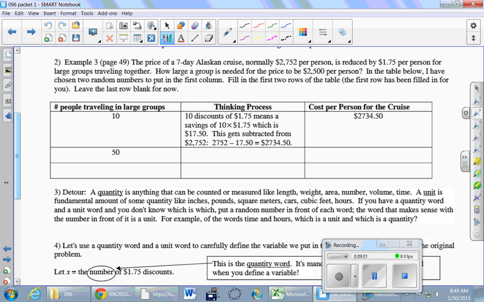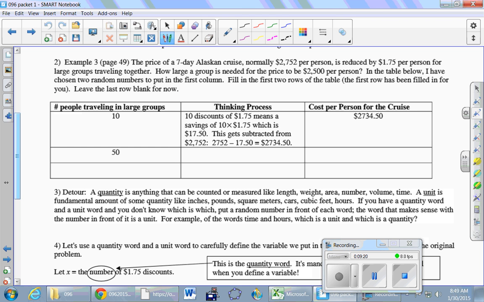All right, so here's the idea. Instead of introducing a variable as the first thing, let's just pick a random number. Suppose that 10 people are traveling in our group. Just made that number up. So that means 10 discounts, right? $1.75s. What do I do with the 10 and the $1.75? What's the natural thing to do with those numbers?